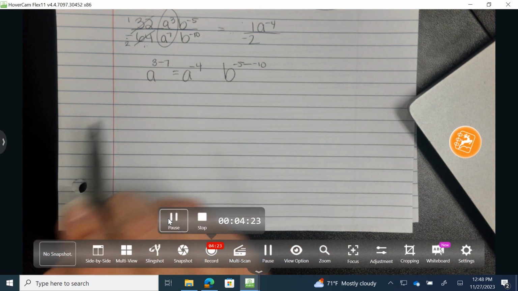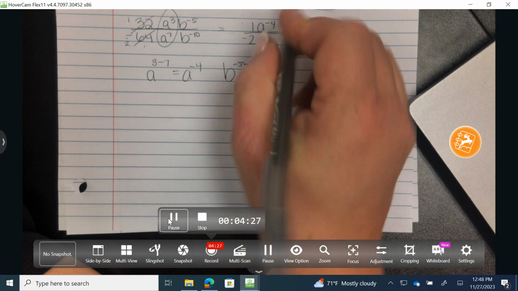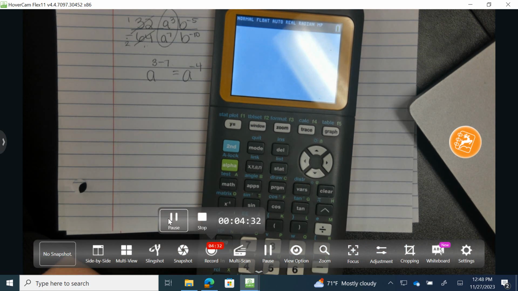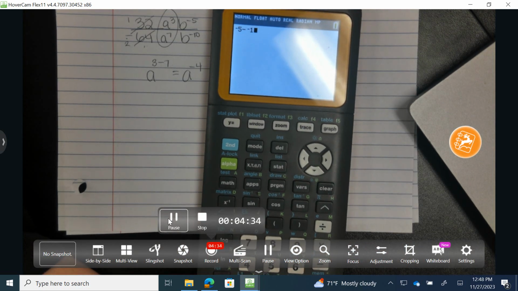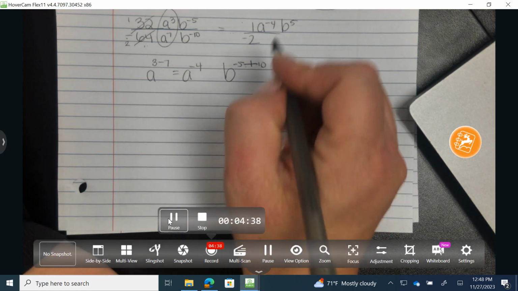You're welcome to use a calculator. 2 negatives make a positive, and negative 5 plus 10 is a positive 5. I could have also done that using the calculator and taken the top exponent, subtract the bottom exponent, and you can see we still come up with the answer of positive 5.